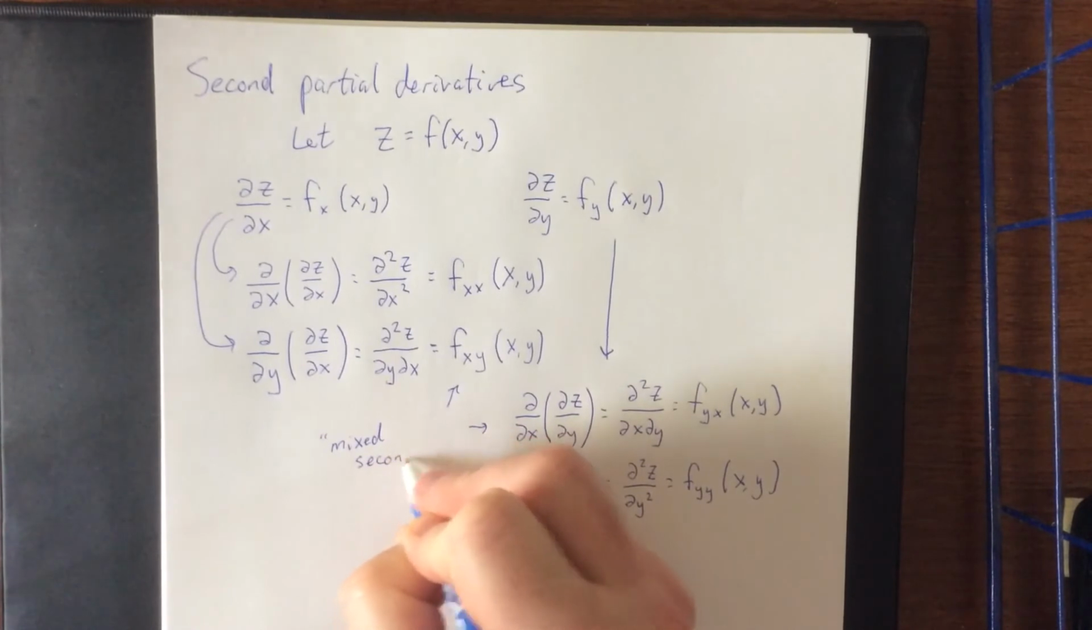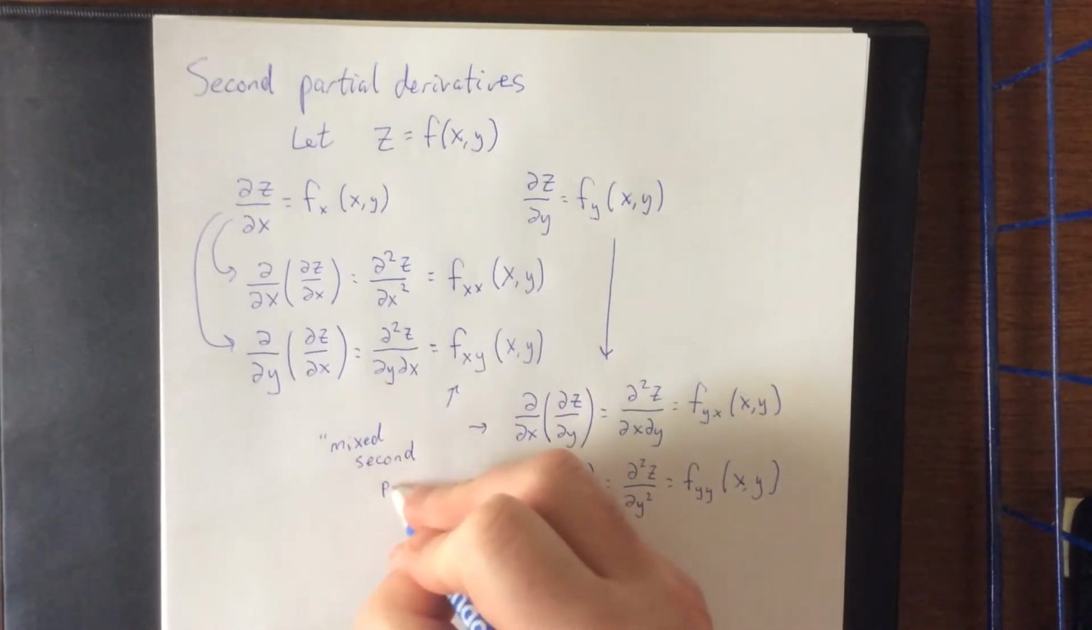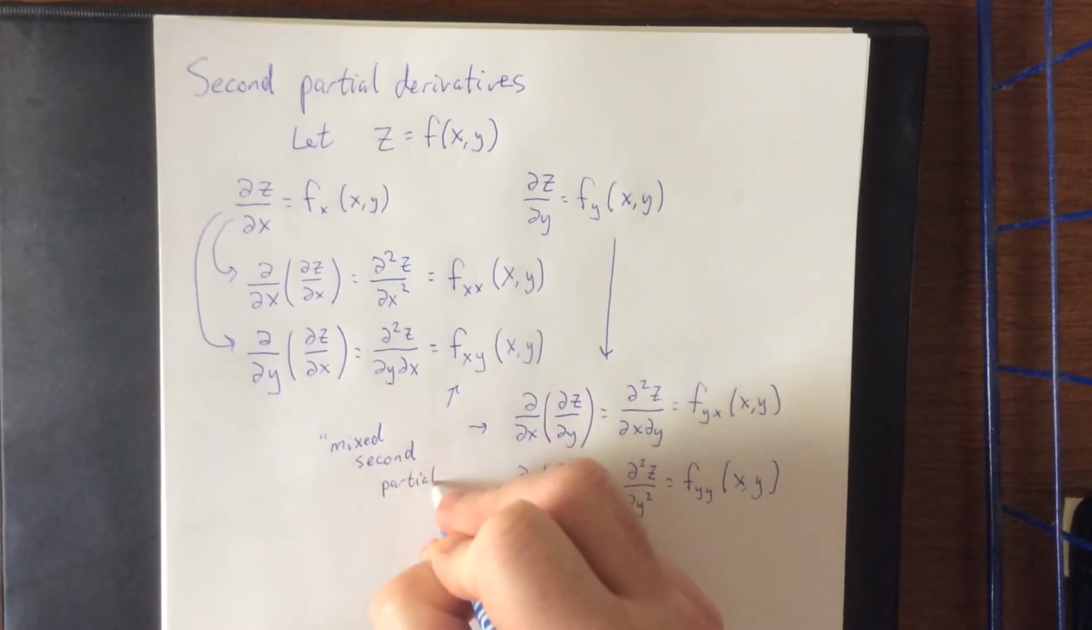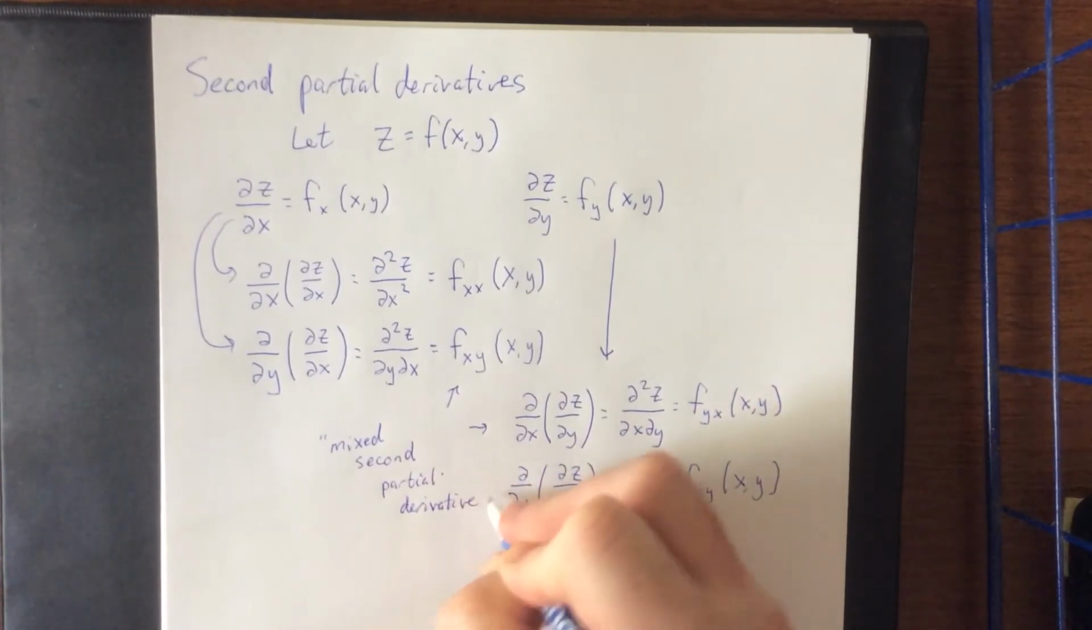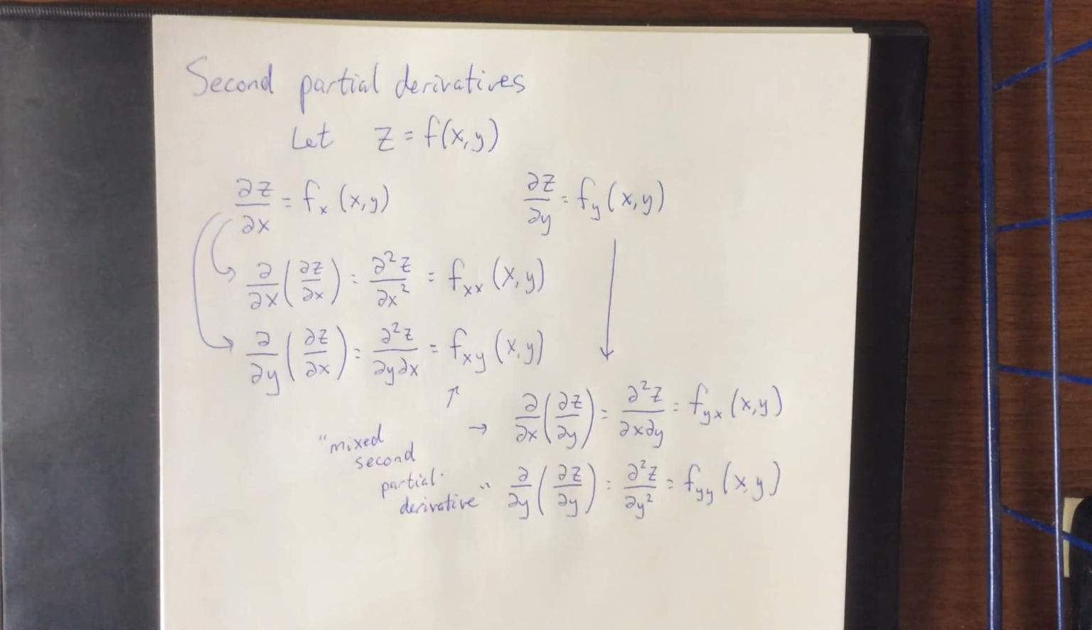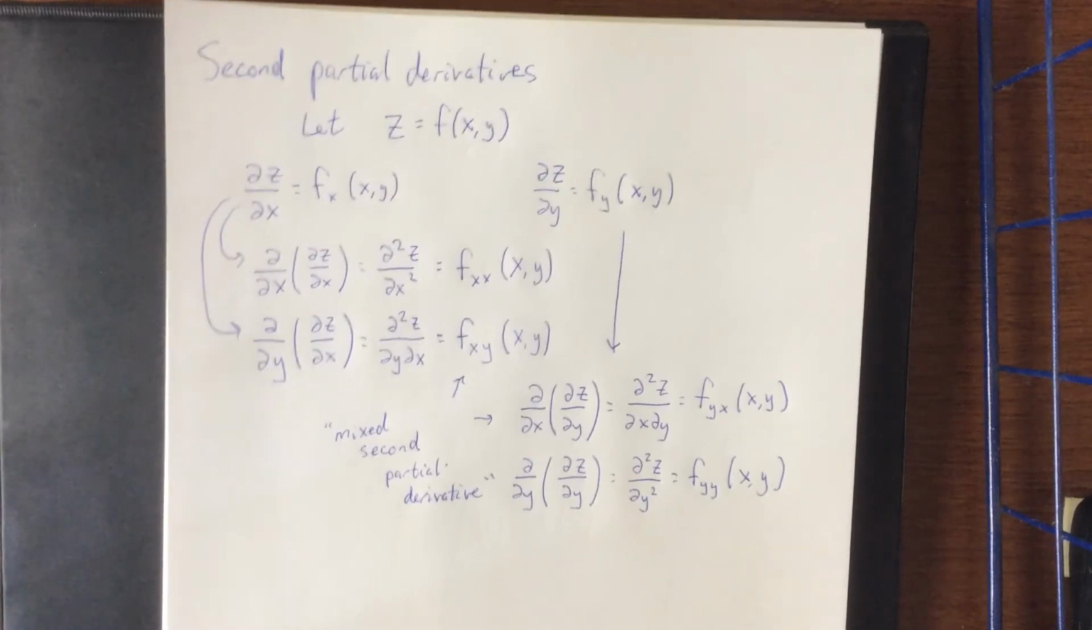So first off, we use the term mixed second partial derivatives for these two, where we do one of one and then one of the other. So this would be the rate of change of the rate of change of z with respect to y with respect to x, or with respect to x then with respect to y. So basically, how is z changing as both x and y are changing? How are those related to each other?